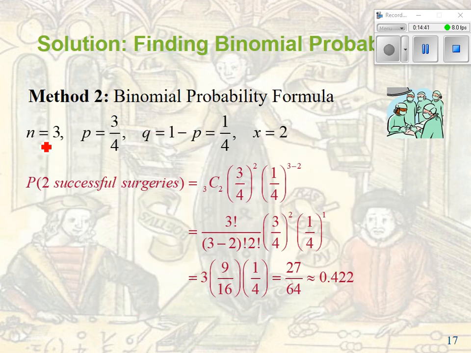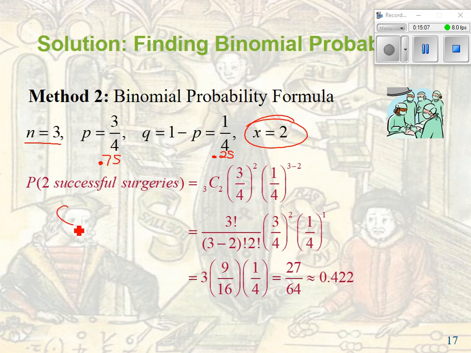Using the formula, they wanted the probability that there were 2 successful out of the 3 surgeries. All you're doing with the formula, we found all these numbers. Why they made it 3/4 here instead of 0.75, I have no idea. Why they make Q 1/4 instead of 0.25, I have no idea. But we're just plugging in those numbers.